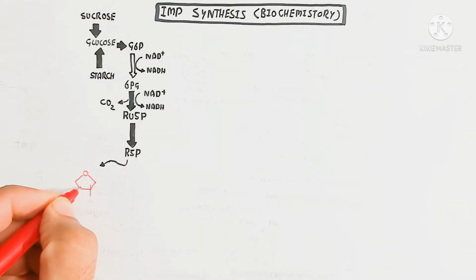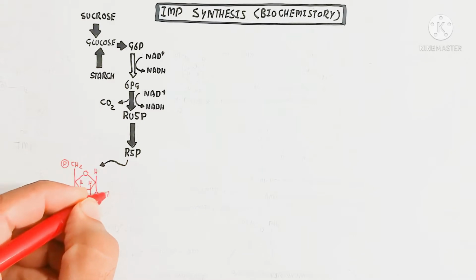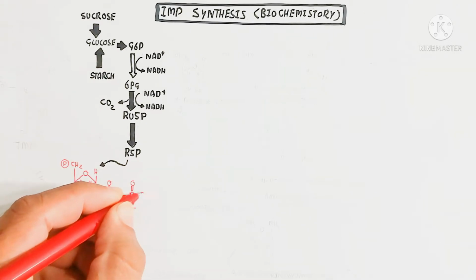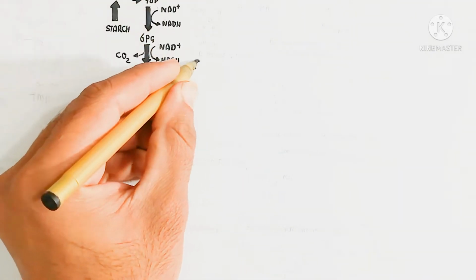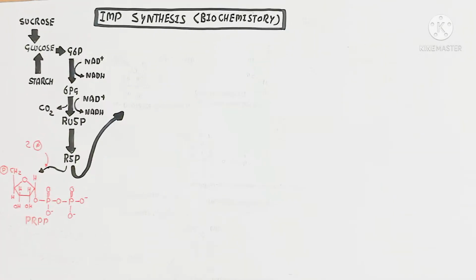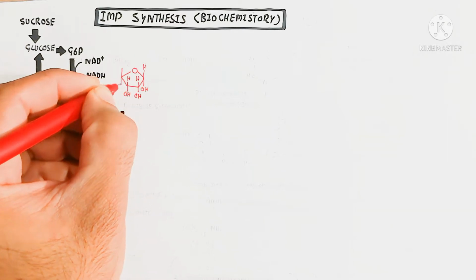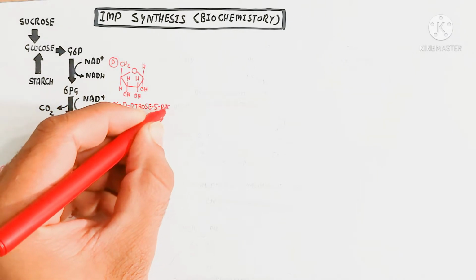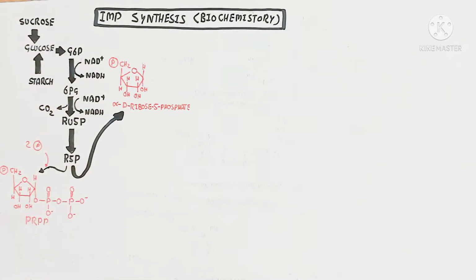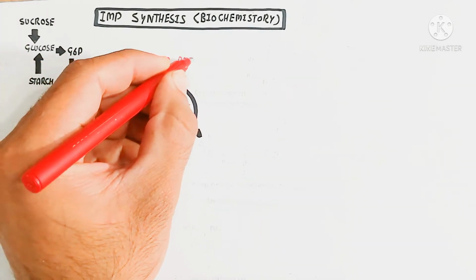So this is the ribose 5 phosphate, and basically PRPP is the 5 phosphoribosyl pyrophosphate that is formed. So in this way we will discuss how alpha D ribose 5 phosphate is converted into 5 phosphoribosyl pyrophosphate. This is PRPP.